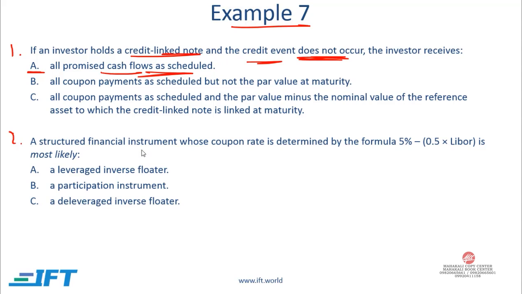A structured financial instrument whose coupon rate is determined by the formula 5 minus 0.5 times LIBOR is most likely. Now clearly this is an inverse floater, and since this leverage factor is less than 1, we have a deleveraged inverse floater. So this is the best answer.